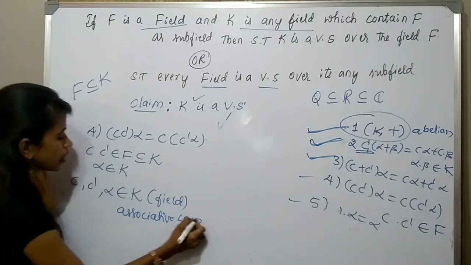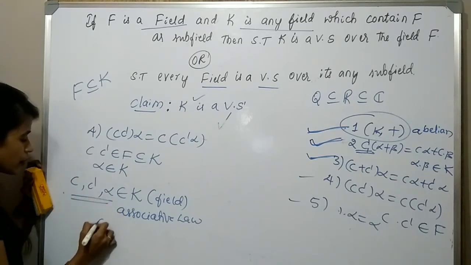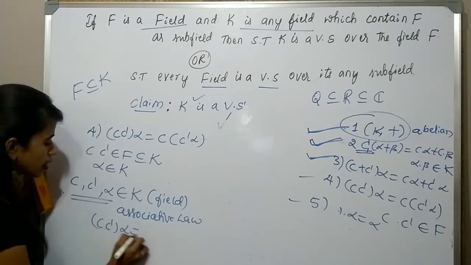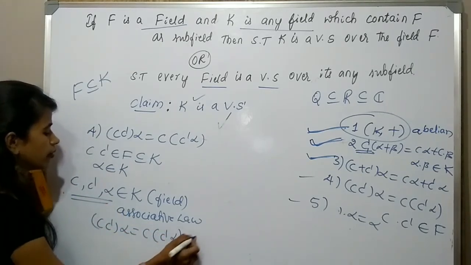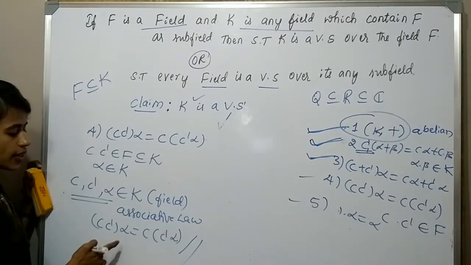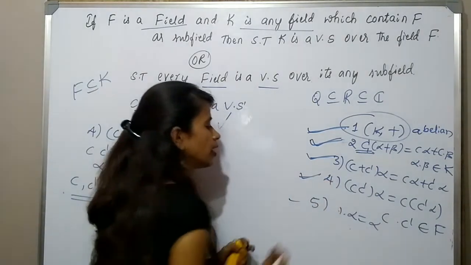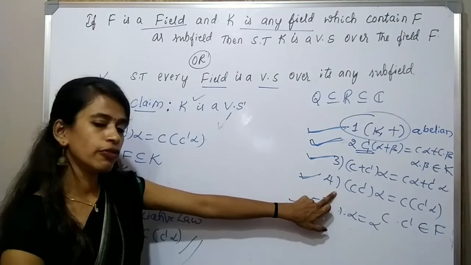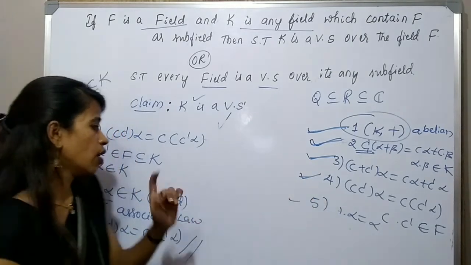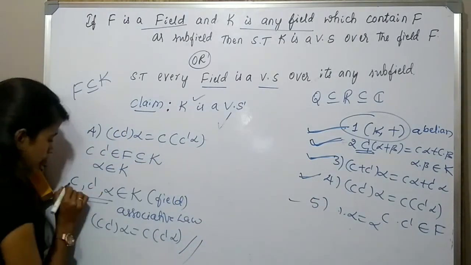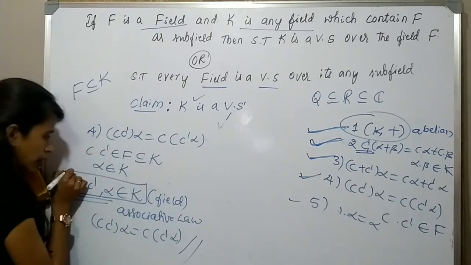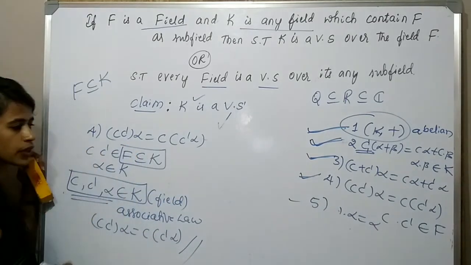So what is that associative law for these three elements? (c c dash) into alpha is equal to c into (c dash alpha). So therefore it clearly satisfies. For this you must write that K is a field, therefore it satisfies the associative law. For that you must write that c dash must be in K. Reason? Because of this. Okay.